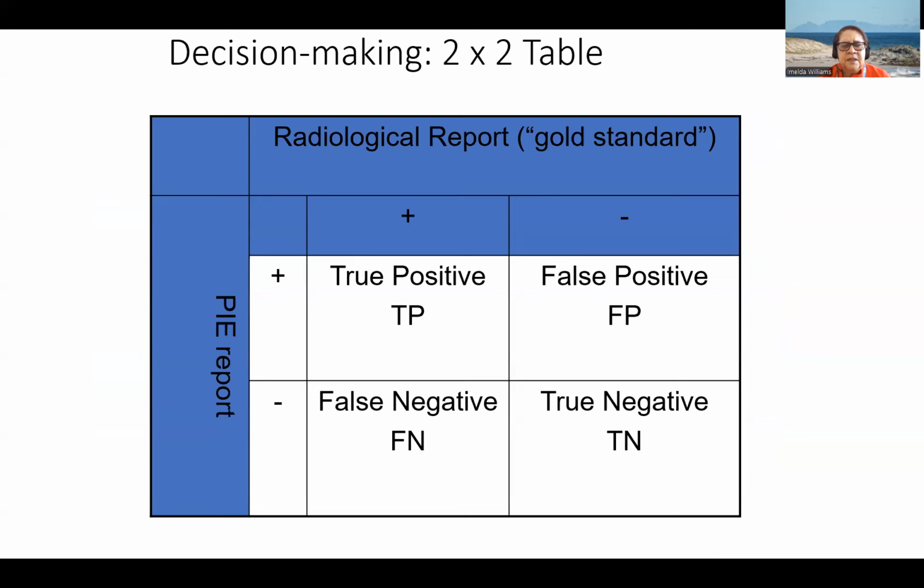So it's basically comparing the gold standard, which is the radiologist report, against that of a PIE report. And there it shows positive findings, which is true positive or false positive, and the negative would be true negative or false negative.